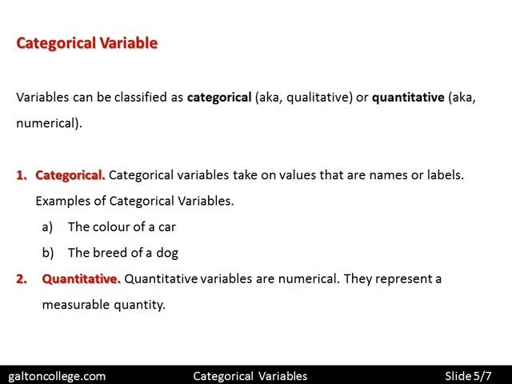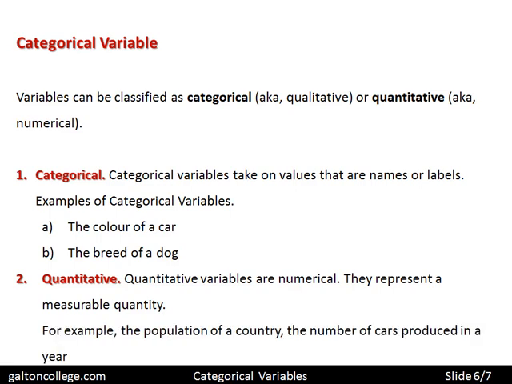Quantitative data, by contrast, this is numerical. And these represent measurable quantities. For example, the population of a country or the number of cars produced in a year. We can measure these. It may be difficult to work out the population of the country. We'd have to have a national census, and even then it's very problematic. But it is countable. That's the point. In principle, it is countable. We should be able to work out the precise number of people living in the country on a particular date.